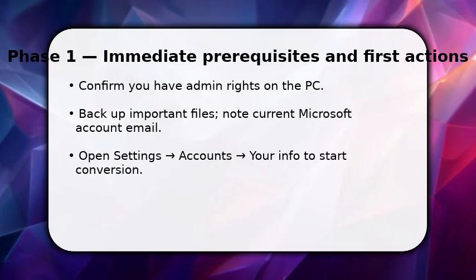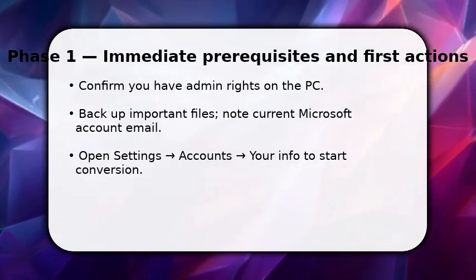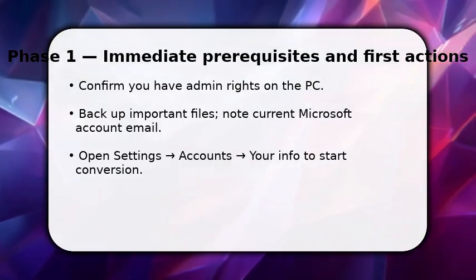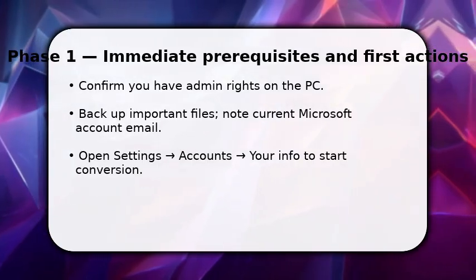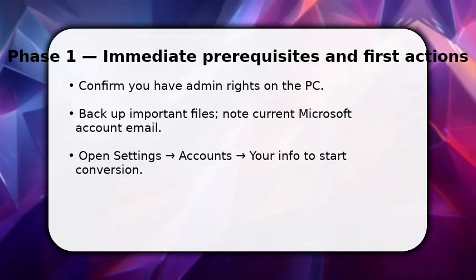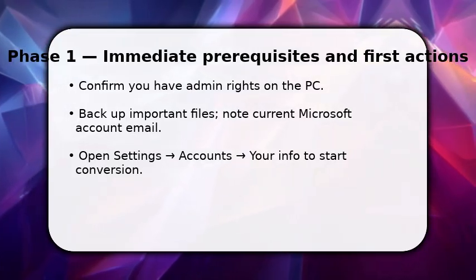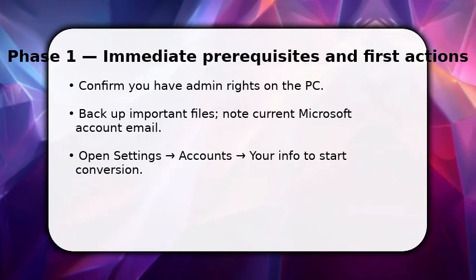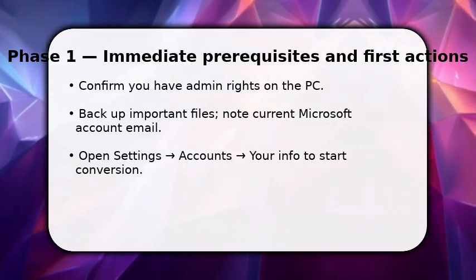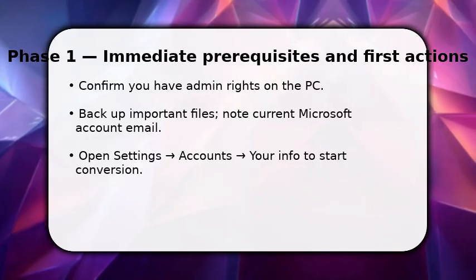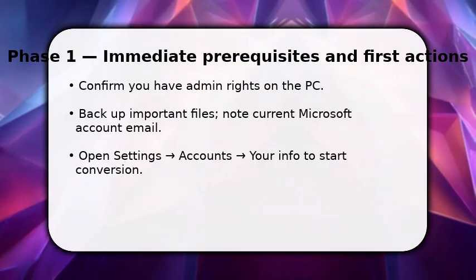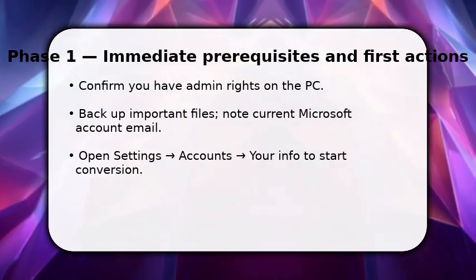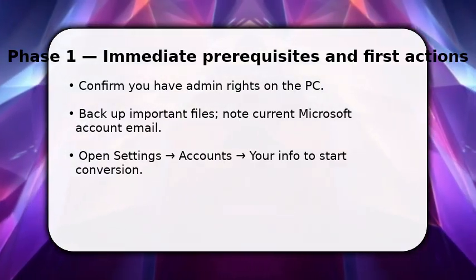You start by confirming you have administrative rights. This is required. Next, back up any important files and note the Microsoft account email so you won't lose access. Once ready, open Settings, go to Accounts, then Your Info. From there, choose Sign in with a local account instead. Follow the prompts and enter your current Microsoft password when requested. This verifies you. You're initiating the change, so the lock screen stops asking for the Microsoft password.